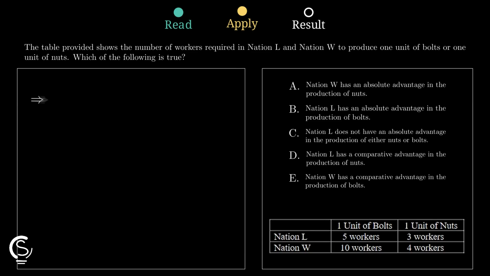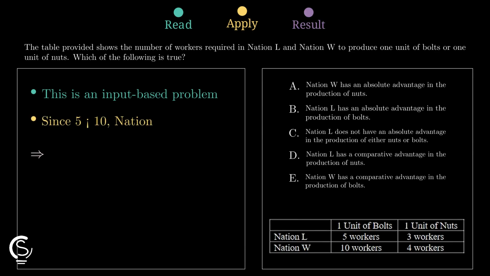Look at the bolts column specifically. Nation L only needs 5 workers while Nation W needs 10. Since 5 is less than 10, Nation L is clearly more efficient at production. Nation L has the absolute advantage for bolts. This matches option B. We have found our correct answer choice.